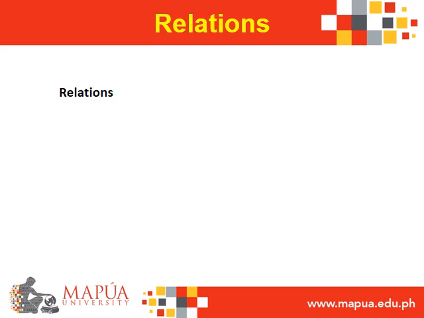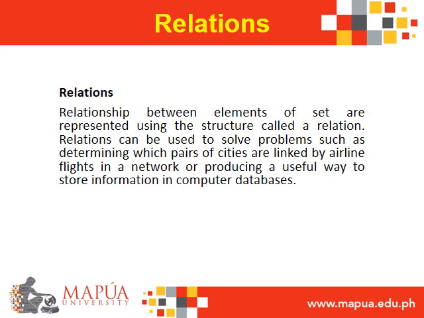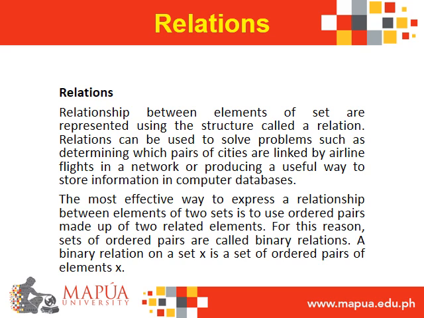Relations, by definition, are relationships between elements of a set, represented using a structure called a relation. Relations can be used to solve problems in determining which pairs of cities are linked by airline flights in a network, or to produce a useful way to store information in a computer database. One of the more effective ways to express a relationship between elements of two sets is to use ordered pairs made up of two related elements. For this reason, sets of ordered pairs are called binary relations.